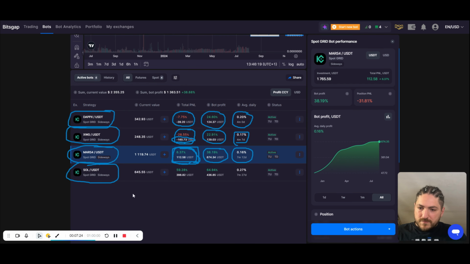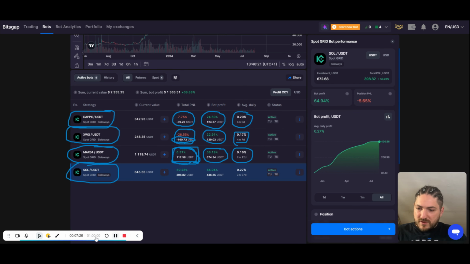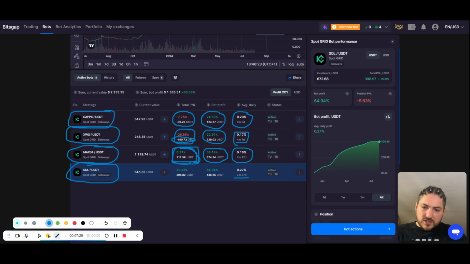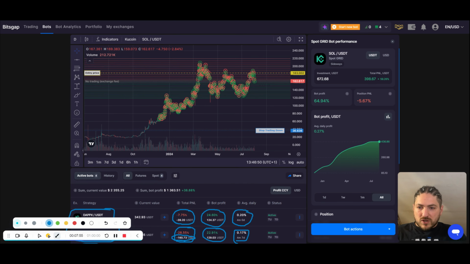Now, if we look at Solana, which is obviously a bit of a safer bet, we can see that it's doing 0.27. It's 64.94 in bot profit percentage with 436.85 USDT. And as you can see here, the total P&L is 59.27. So if I had to close this bot at the moment, I'll be closing at a profit of nearly 400 USDT, sorry. So yes, Solana, you can see it's the opposite of Mars 4.